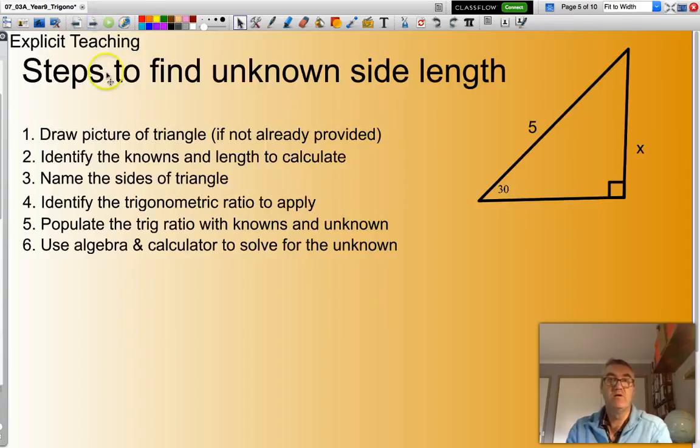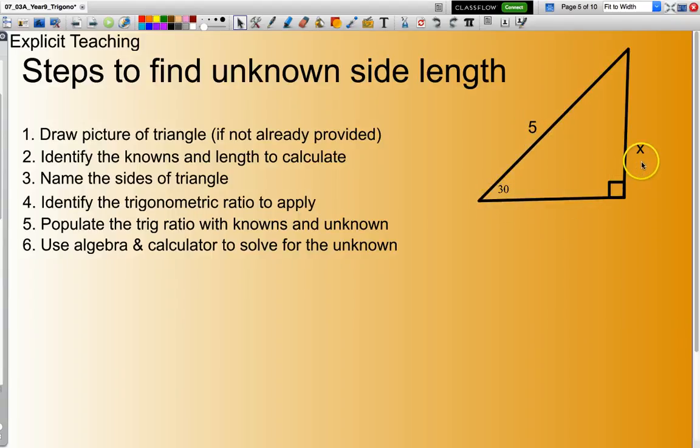Now, the steps that you need to follow to solve problems which involve a right-angled triangle. There's my right angle, and I have an angle, one side length, and an unknown side length. If you've not already done so, draw a picture of the triangle. The next thing you need to do, step 2, is identify the knowns and the length to calculate. Well, my knowns are 30 degrees, 5, calculating x.